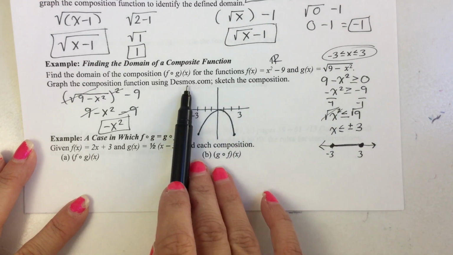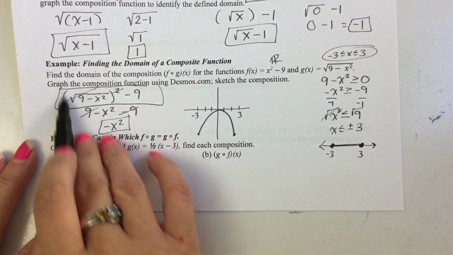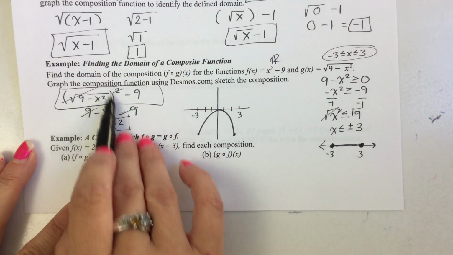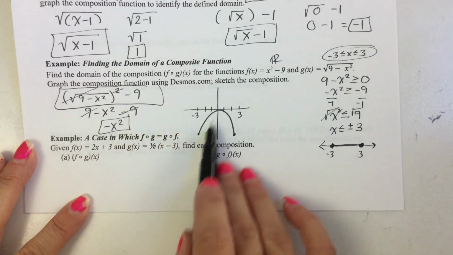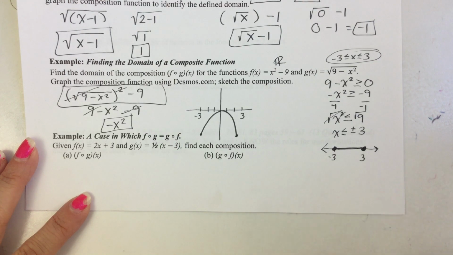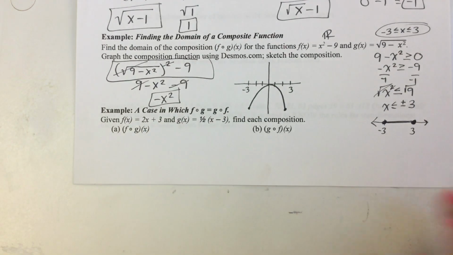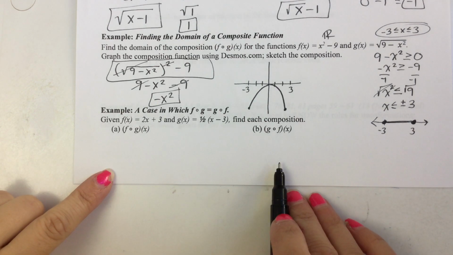If you sketch this on Desmos, if you went ahead and put this in just like this, open a parenthesis, square root of 9 minus x squared, close a parenthesis, square, minus 9, right away when you look, you would see a parabola flipped upside down. When you zoom out, you would see that it stops as it goes all the way to the left 3 and all the way to the right 3. Kind of cool. Okay, there are times where you can take g, fill it into f, and then take f, fill it into g, and you get the same solution. So that's what we're going to do right here.